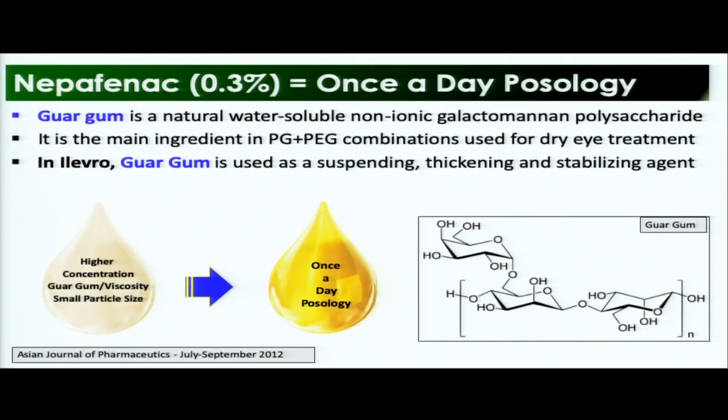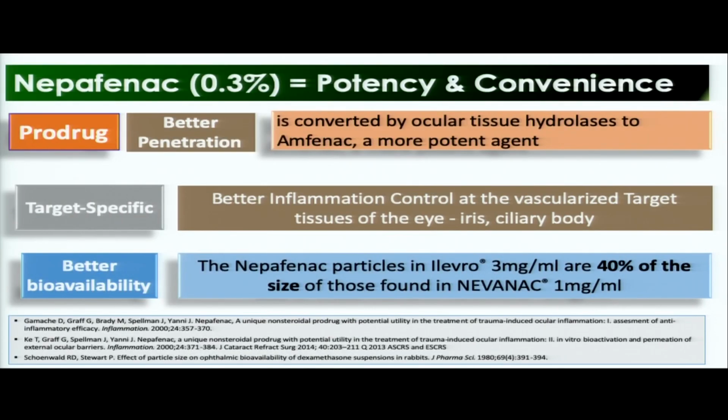What is the difference? It is a once a day posology, and if you see how it is dissolved, it is dissolved in guar gum. What is guar gum? Same as Systane Ultra. What is that? HP guar, the same thing with a higher concentration. What is that? It is an advantage. We know that Nepafenac has better penetration, is target specific, with better bioavailability because it is 0.3%.